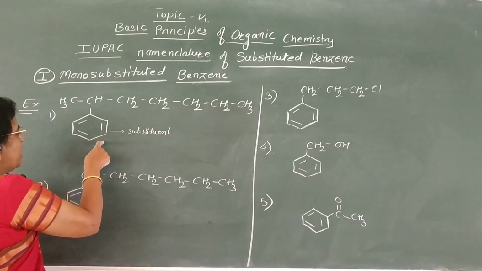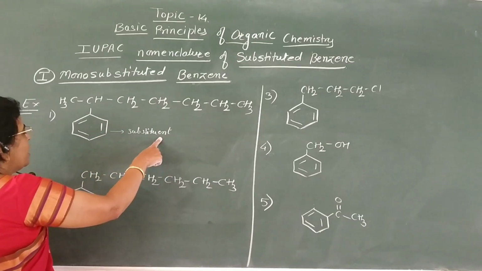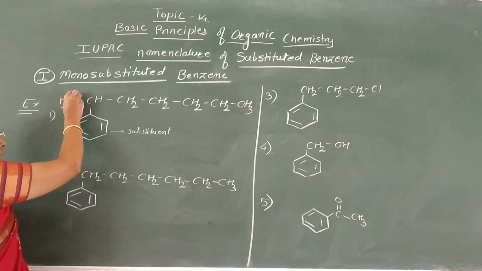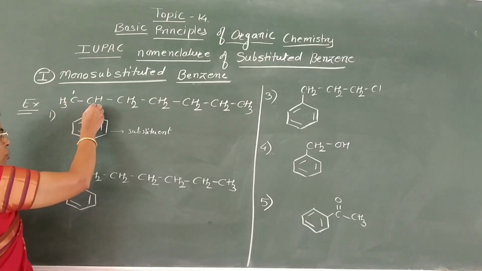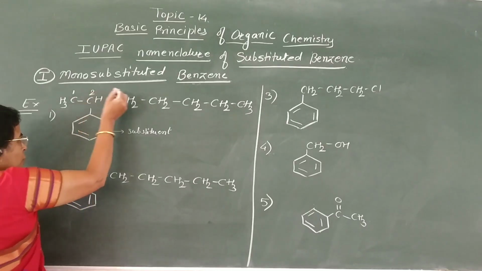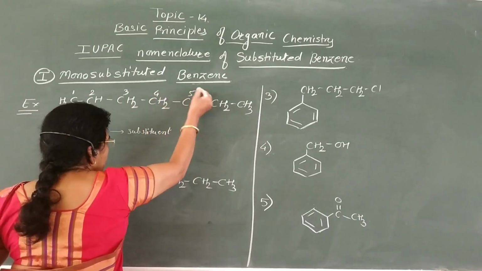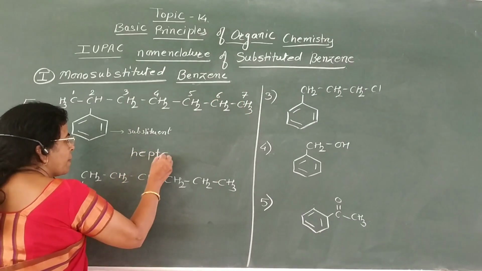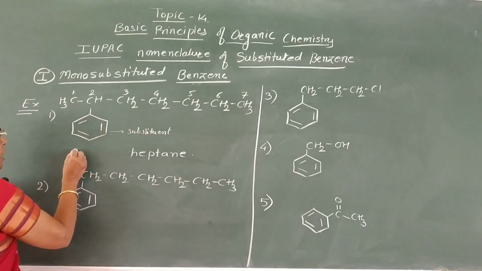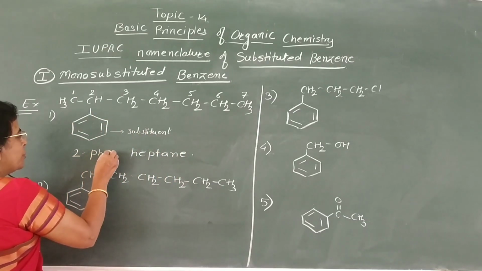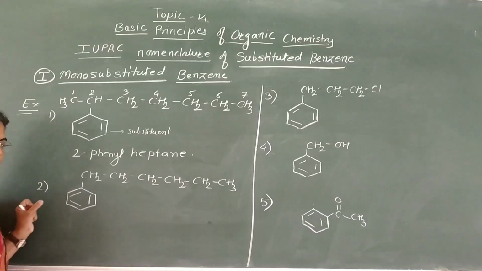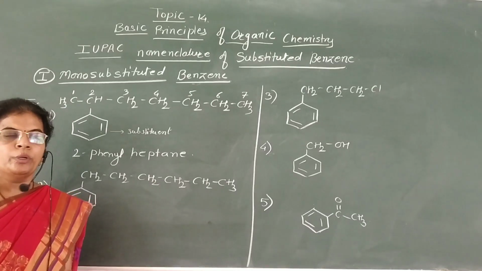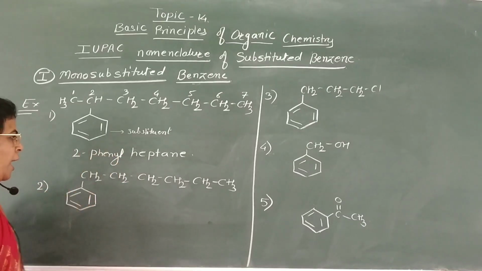Therefore, this benzene ring is taken as a substituent, a phenyl group, and numbering is given to this parent alkane from the end which is nearer to the branching: 1, 2, 3, 4, 5, 6 and 7. The parent alkane becomes heptane, and at position 2 there is a phenyl group. If one hydrogen atom is removed from benzene, then it becomes a phenyl group. Therefore, it becomes 2-phenylheptane.